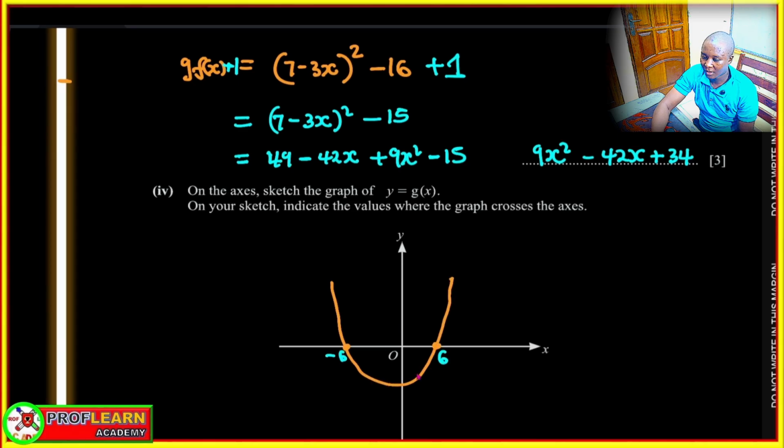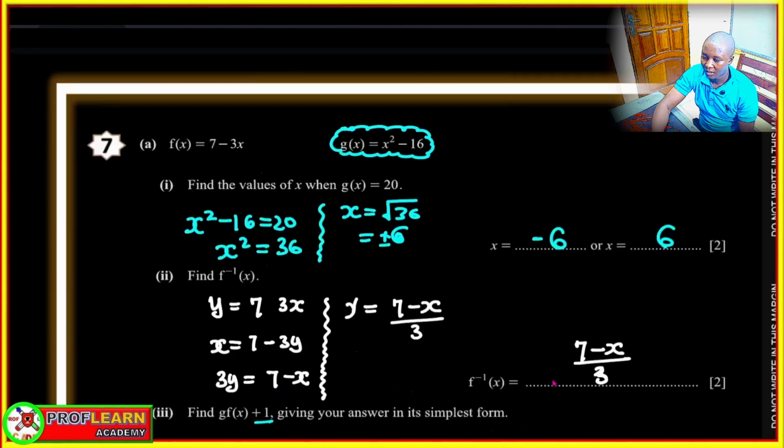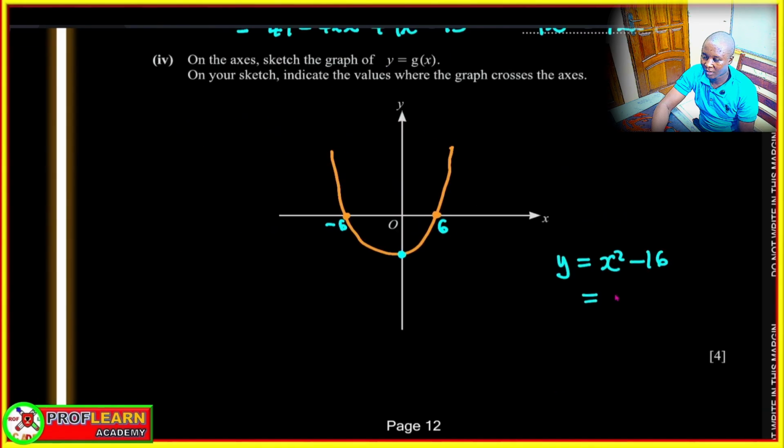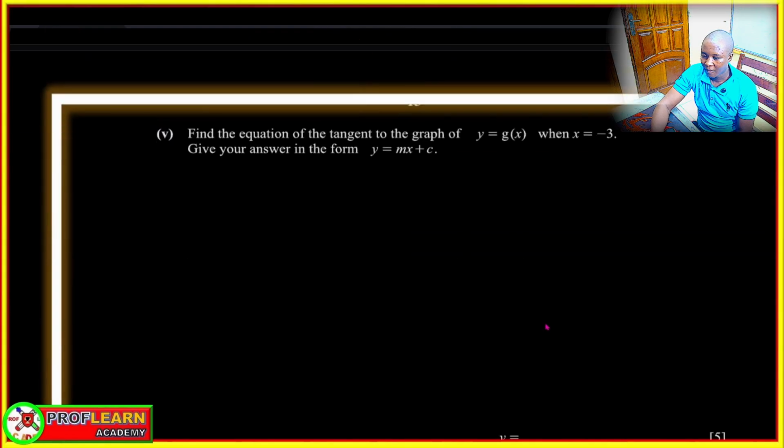-6 and 6, then it will pass -16. Yeah, and it will pass -16 on the y-intercept. So that's how the graph is going to look like. Right, so find the equation of the tangent to the graph of this.